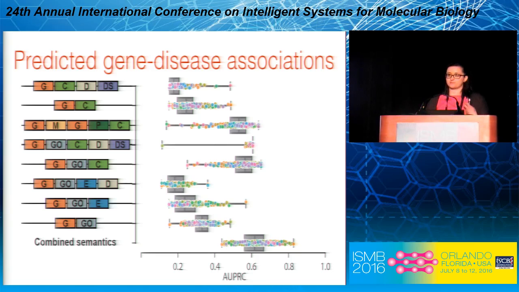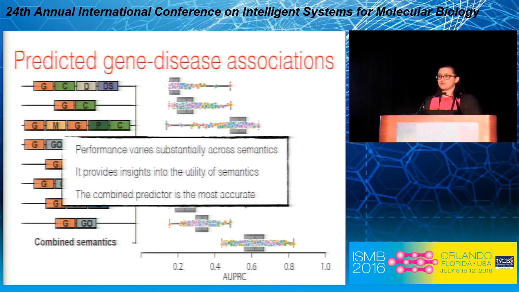So what are the few observations that we can see here? First, you were able to see that performance varies substantially across semantics. And this provides some insights into the utility of semantics and already hints that for different applications or for different diseases, different semantics will be more useful. Another observation is that the last predictor, which combines different types of semantics in a principled manner, and which we described in the paper, is the one that typically performs better for most of the diseases, but not all of them.